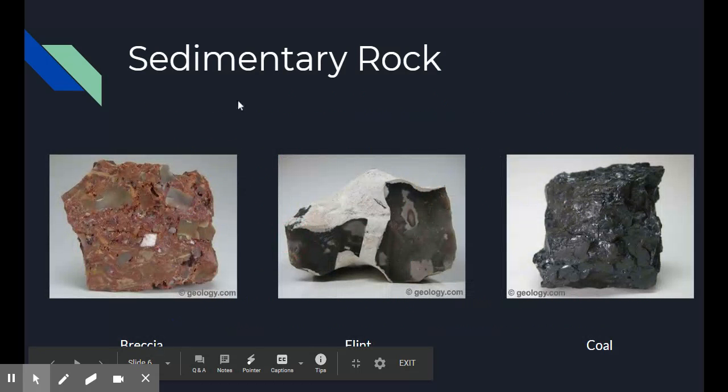And just different types, right? This is breccia. So this would be that mechanical weathering. Flint is the chemical weathering, the chemical gathering of minerals, and then coal, that's the animal debris.